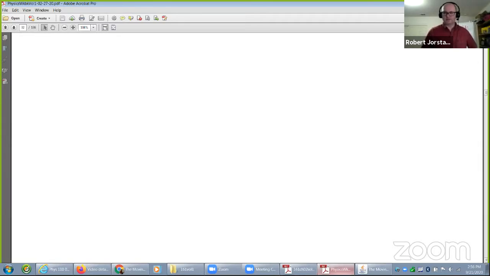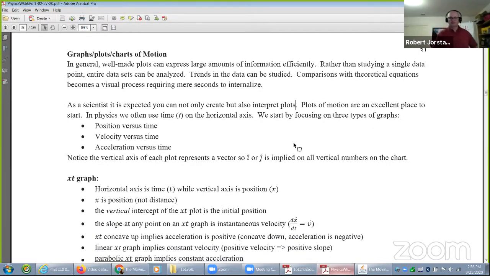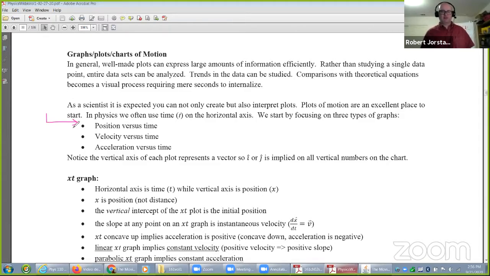So you could do up to 2.24 now. And then it turns out a huge part of being a scientist is understanding how to read plots. Okay, so you just have to be good at it. That's just the facts. And so what we're going to do is plot position versus time, velocity versus time, and acceleration versus time. And to be clear, there's going to be an implied I hat or J hat. So for today, I'm going to be talking about an object moving left and right. There's going to be an I hat implied on these.